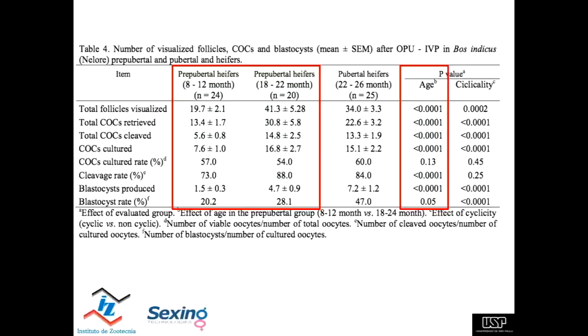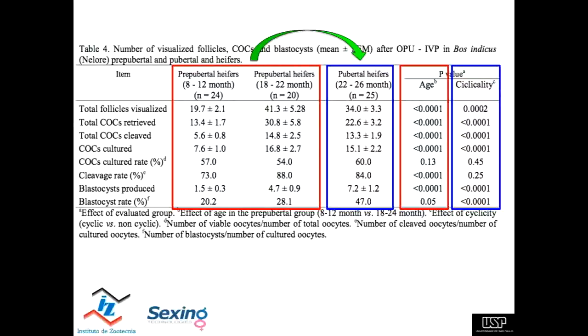All of them are prepubertal animals, but the animals that are 18 months old produce more embryos than the animals that are 8 to 12 months old. So look here, 1.5 to 4.5. And when we compare by our orthogonal analysis, prepubertal compared to pubertal, again, all the analyses improve when we have a pubertal animal compared to a prepubertal animal.